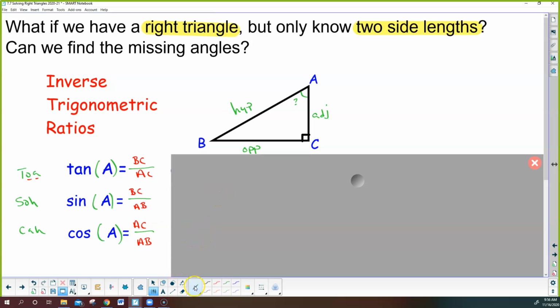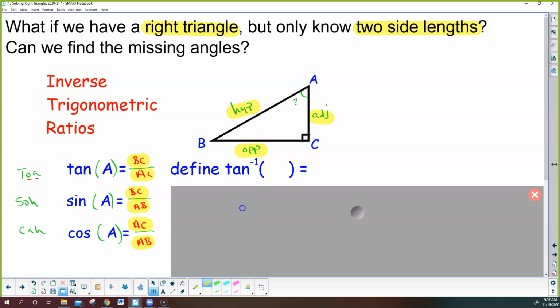So let's think of this quick. If we knew the two side lengths, well, we can find the third one. So let's say I knew the opposite and the adjacent side lengths. The Pythagorean theorem would give me the third side. So I now would know all three sides, which means I would know exactly what this ratio is equal to. So the tangent of A gave me that ratio. Well, the question now is, how do I undo the tangent of A?